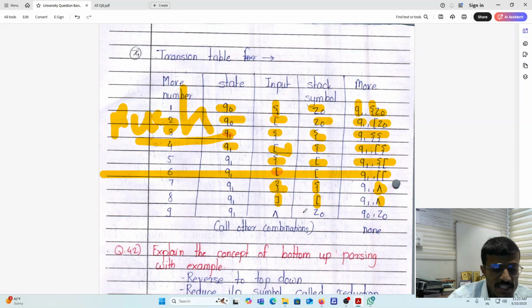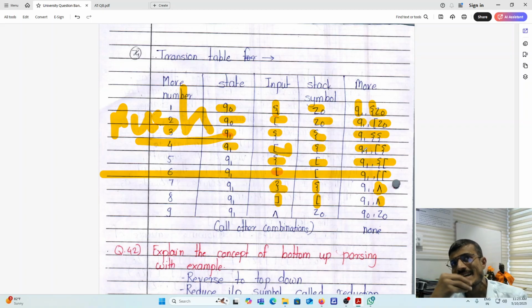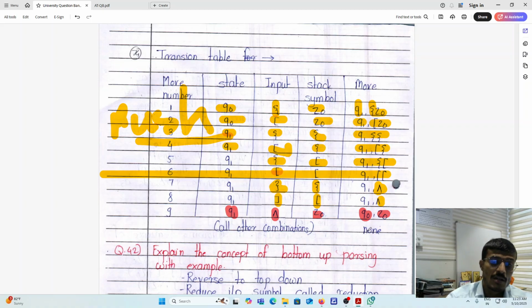So once all the symbols from the input are read and all the symbols are pushed onto the stack, at that time one scenario will be there: the input symbol will be null. So state will be as it is, Q1, input symbol will be null, top of the stack will be Z0, and the result will be what? It will be Q0, Z0. Okay, means it will be going to the accepting state and top of the stack will be Z0.